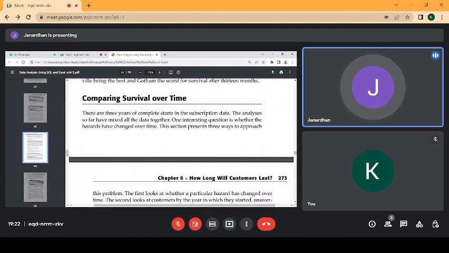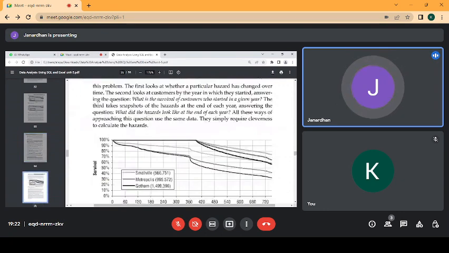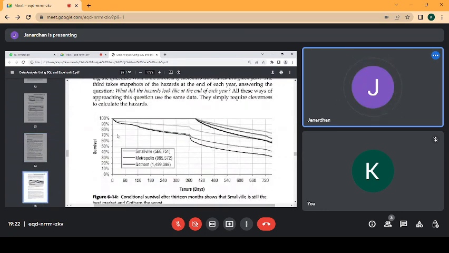Comparing survival over time. There are 3 years of complete starts in the subscription data. The analysis so far has mixed all the data together. One interesting question is whether the hazards have changed over time.